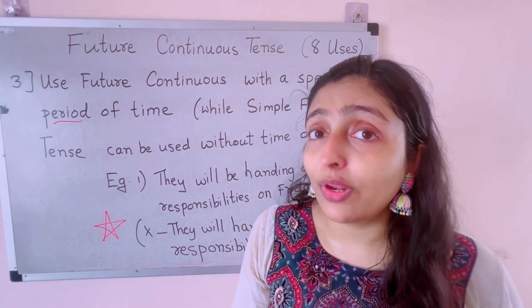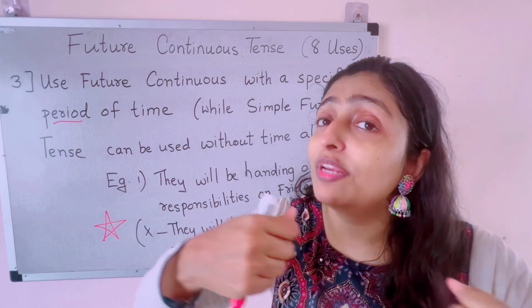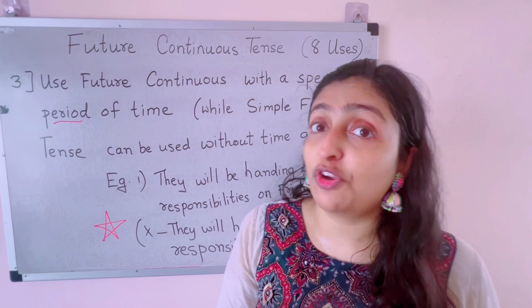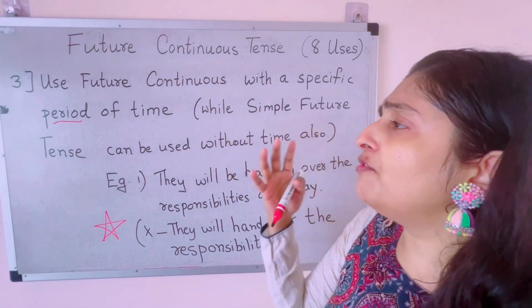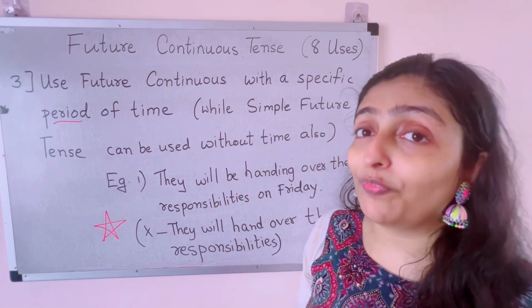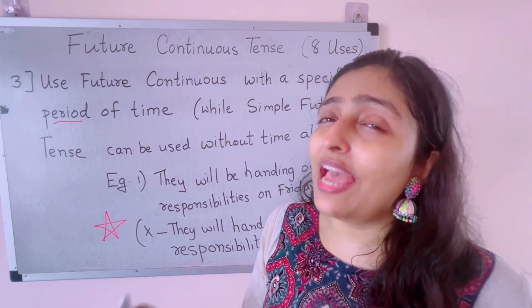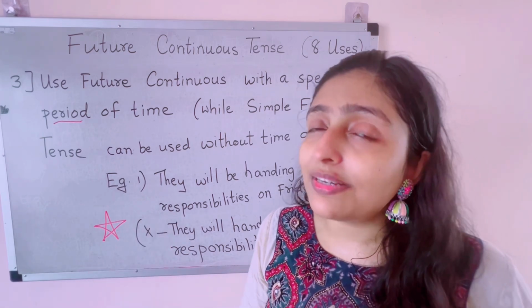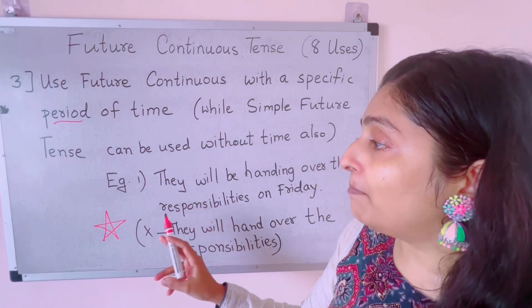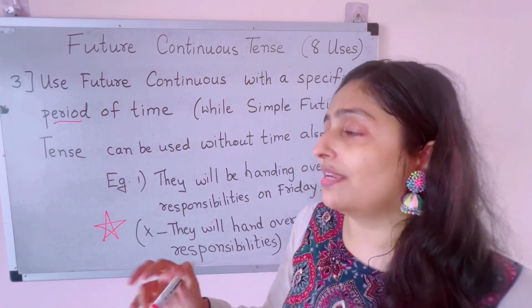As I mentioned earlier, future continuous stands for period of time, duration of time, passage of time, extension of time, stretch of time. While simple future tense can be used without time also. It can be used with time also, without time also. There is a little bit of uncertainty in simple future tense. Let's look at the example. There is only one example. The same sentence has been written in both the tenses.